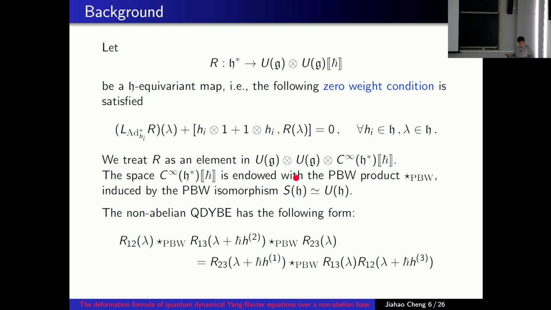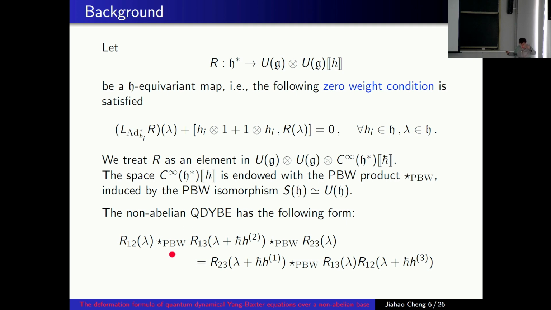Then we will treat R as an element of this space, the tensor product of three factors. But here we have to pay attention, because now H is a non-abelian Lie algebra. Let's look at functions on H star. The polynomial functions on H star are the symmetric product of H. And the PBW theorem says that the symmetric product of H and the universal enveloping algebra of H are isomorphic as vector spaces. Actually, they are isomorphic as coalgebras. And we know that there is a non-commutative multiplication on UH. So by this isomorphism, we obtain a non-commutative multiplication on the symmetric product of H, which is just the polynomial functions on H star.